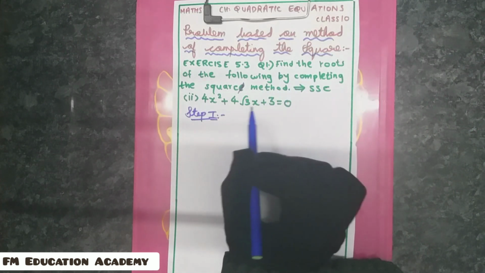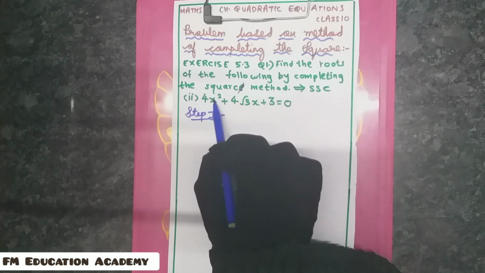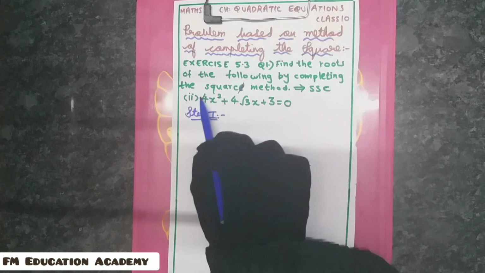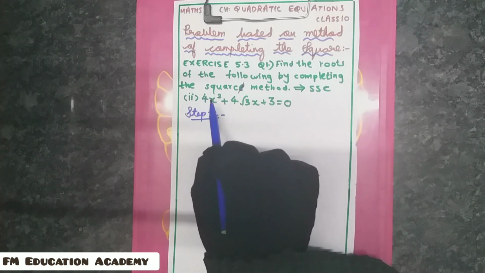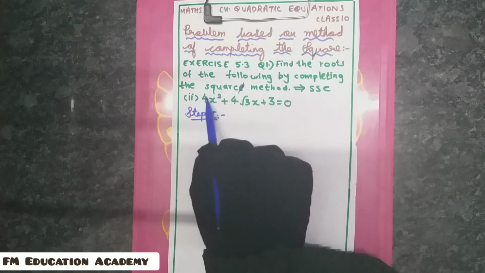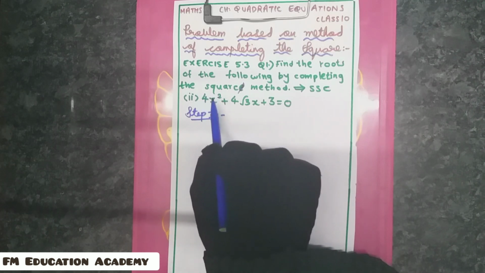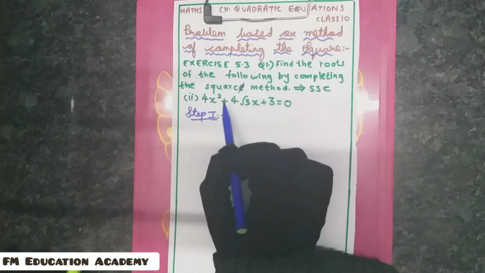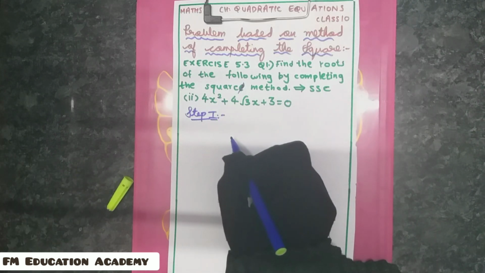You have to observe the coefficient of x squared. Here the coefficient of x squared is 4. What do we mean by coefficient? Coefficient is the number which is attached before the variable. Here the variable is x squared, so the coefficient of x squared is 4. Whatever coefficient is there for x squared, you divide everything by that. That is my first step in the completing the square method.